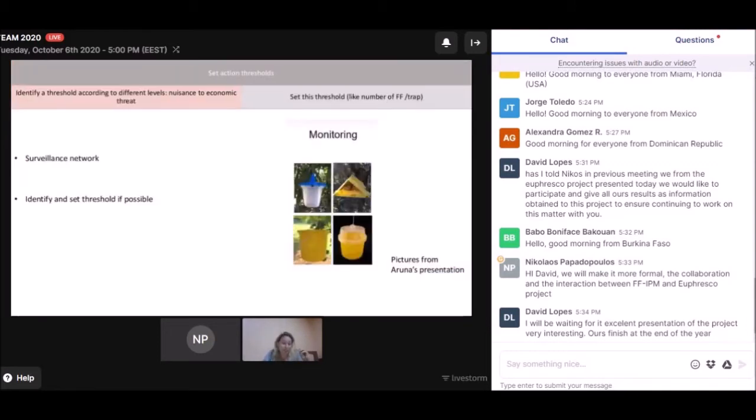Then after, it's a very tiny one: if you can, you have to put in a surveillance network, but also identify and set thresholds, if possible, thresholds that will help you to know when you have to apply more methods, or even to spray if really needed.